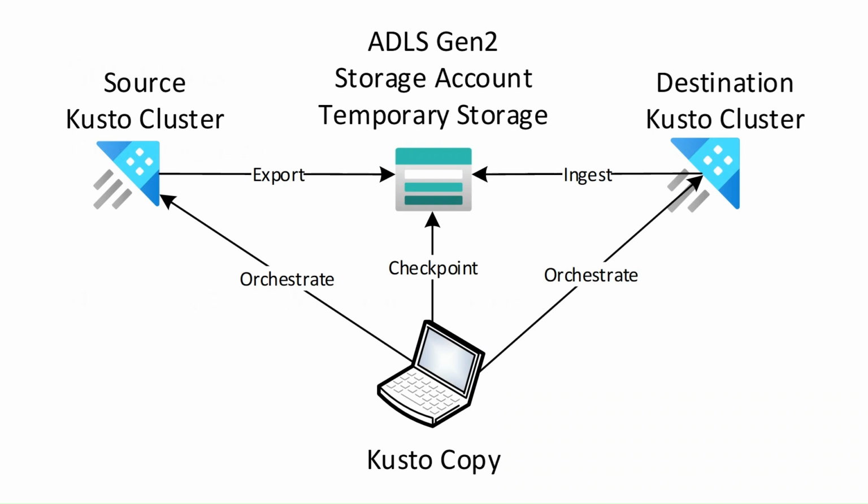So here's how it looks. You have Kusto Copy at the bottom running on either your laptop or any computer that can run the CLI. You have your source cluster on the left and the destination cluster on the right. And in between, you have a storage account. Essentially, Kusto Copy is orchestrating the source cluster to export data to the storage account and the destination cluster to ingest the data.